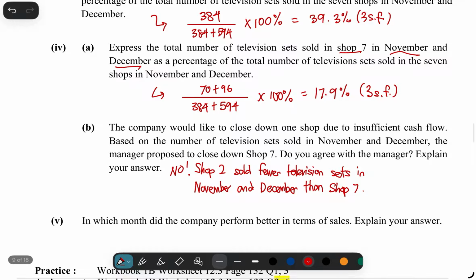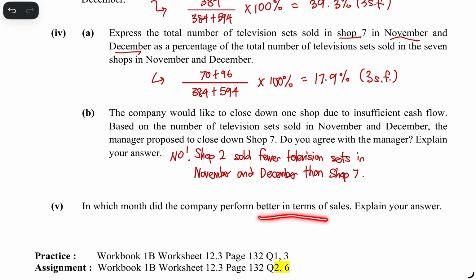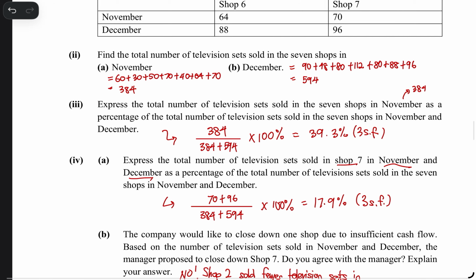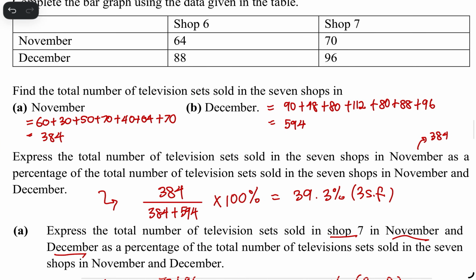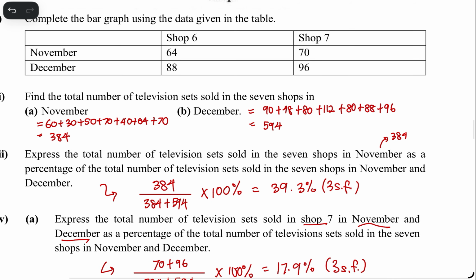And for the last question, in which month did the company perform better in terms of sale? So you compare November and December, you can see very clearly. In November, I sold a total of 384 television sets. In December, I sold a total of 594 television sets. Which month did the company perform better? So obviously, the answer should be December because they sold more television sets in December than November.